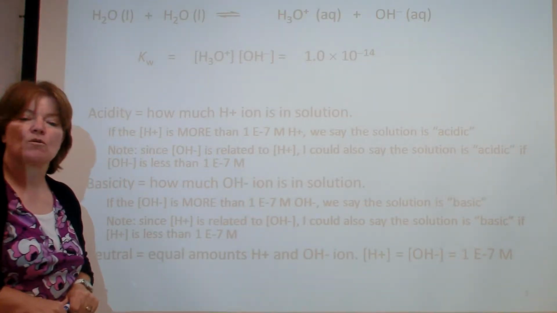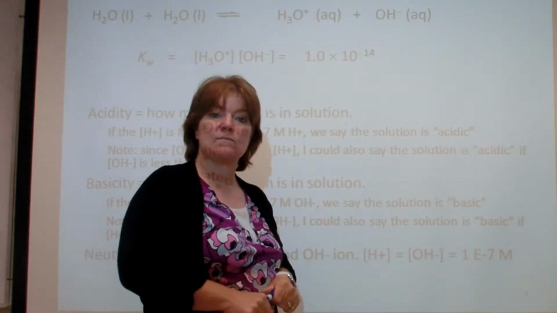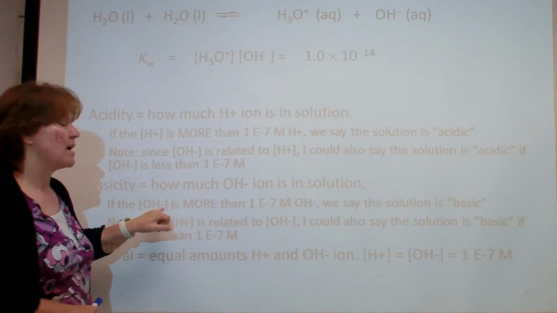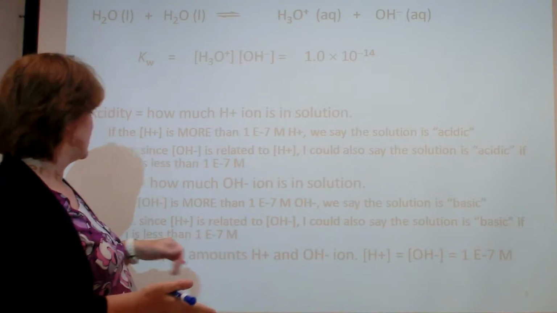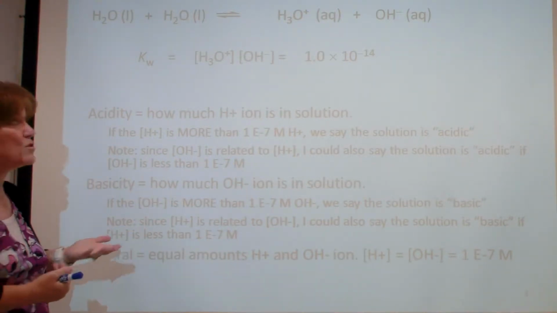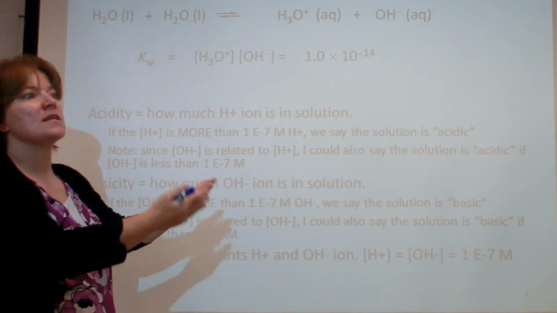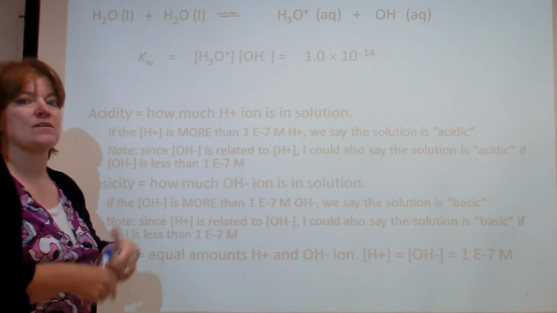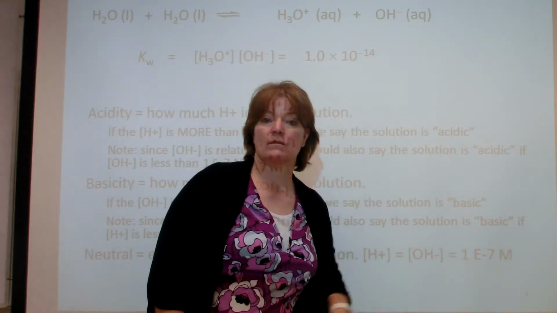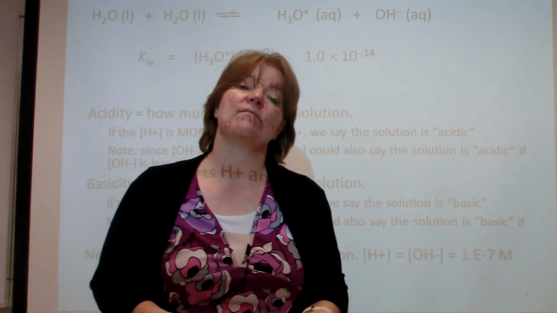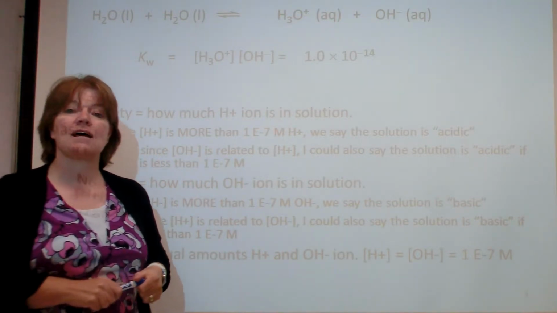I can also talk about it in terms of the OH minus ions in solution. If there is more than 1 times 10 to the negative 7 concentration of OH minus ions in solution, I call that basic. I could talk about that in terms of H plus too, because H plus is related to OH minus. So I could say if the H plus concentration is less than 1 times 10 to the negative 7, that's another way to describe the solution being basic. If I have equal amounts, they would each be 1 times 10 to the negative 7, because they have to multiply together to get 1 times 10 to the negative 14, and I would say that is neutral.